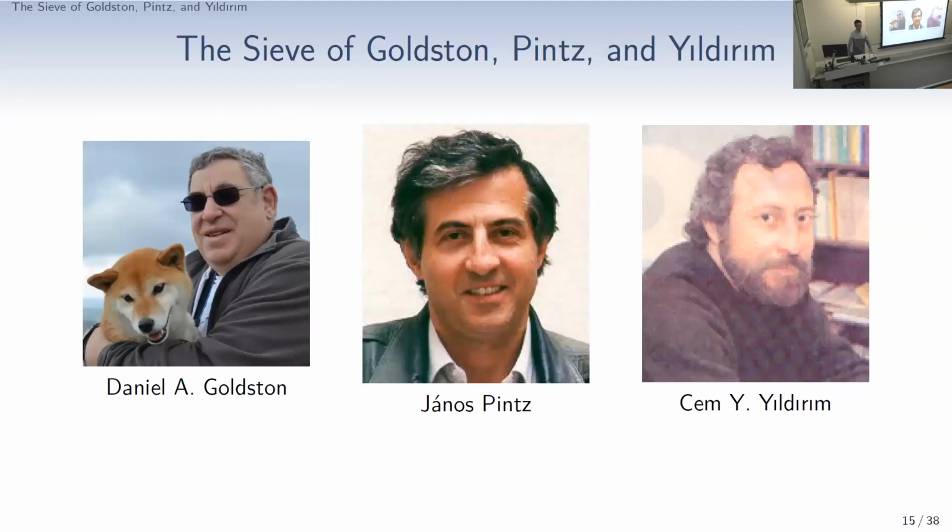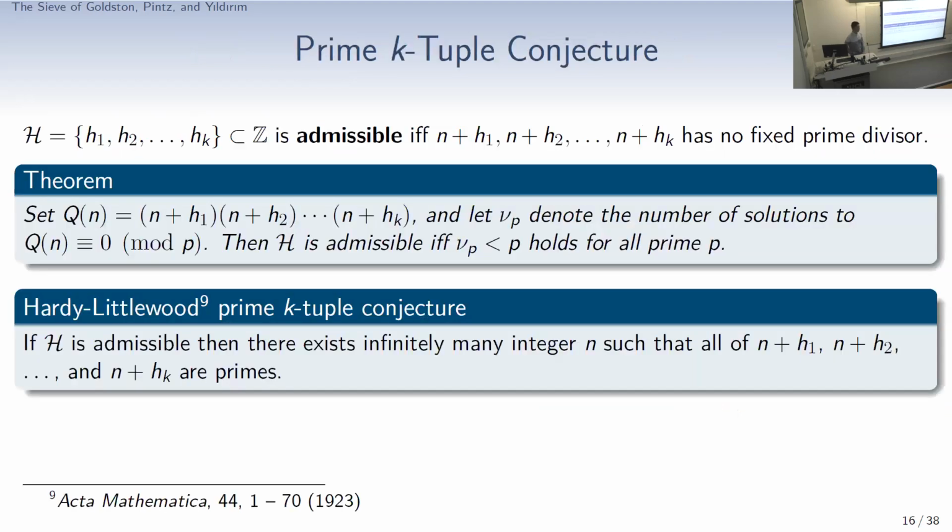So now we can introduce the work of GPY. In the specific area of research, their work is called the GPY sieve because, well, that's the first letters of their names. So these are the pictures of these three mathematicians. And we can see what the sieve is. But before presenting the precise form of the GPY sieve, we start with some motivations.